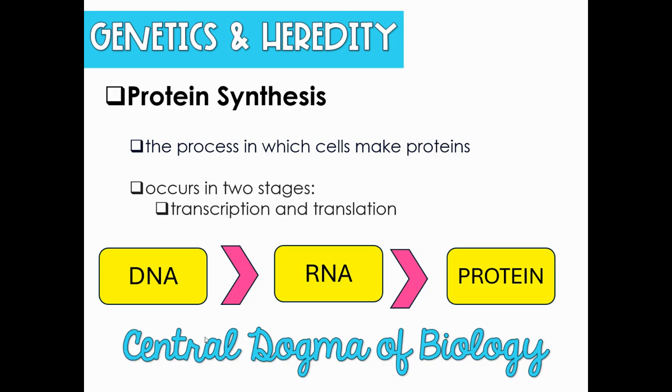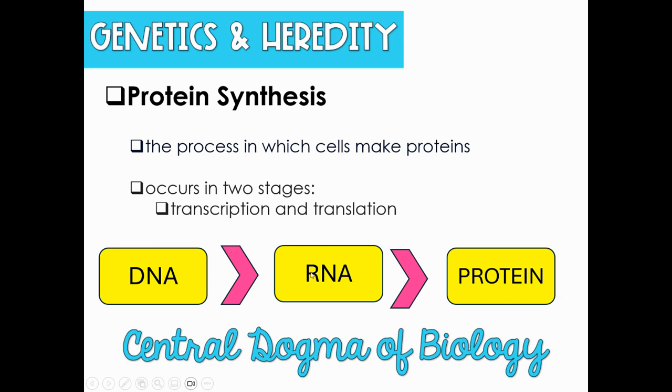All right, moving through, hopefully you remember talking about protein synthesis this year. So protein synthesis is just the process in which cells make proteins. And this happens in two stages. So if you'll look at the screen, you'll see that DNA has to be transcribed into RNA, and then that RNA has to be translated into a protein. So to make proteins, this process has to happen. We call this the central dogma of biology, but it's protein synthesis in a nutshell.